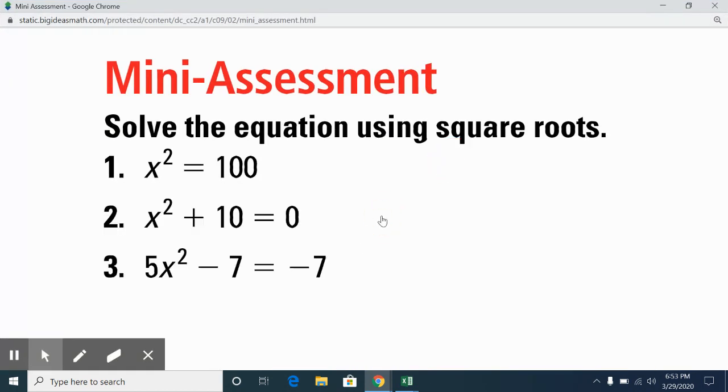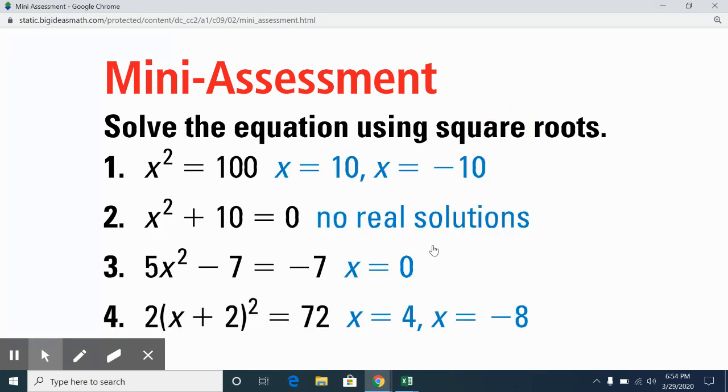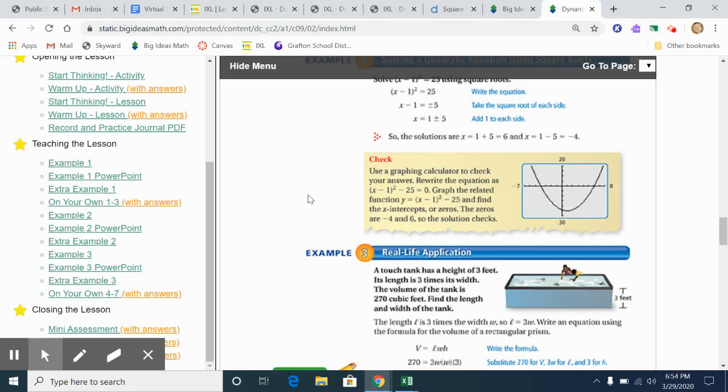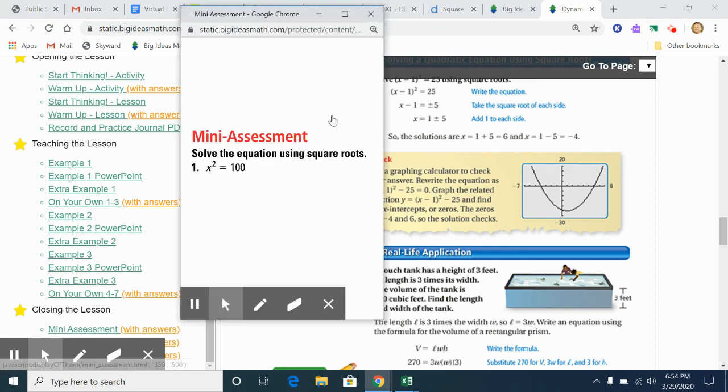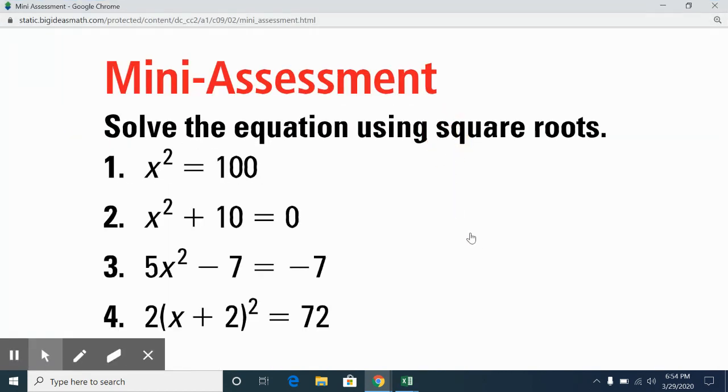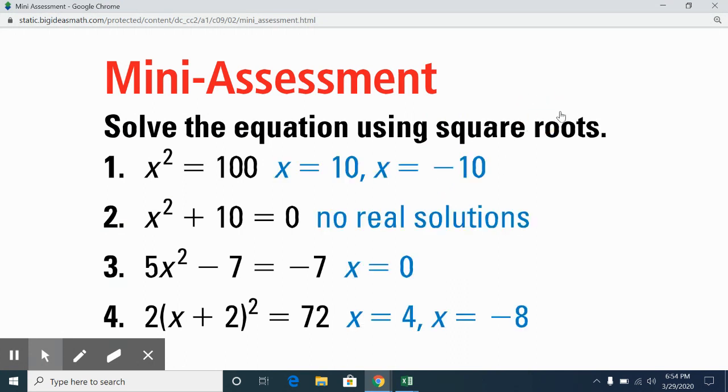I'm going to skip to the mini assessment, which basically, guys, this wraps up everything you need to know. So hopefully, back up and go into here again. So hopefully these answers kind of make sense to you.